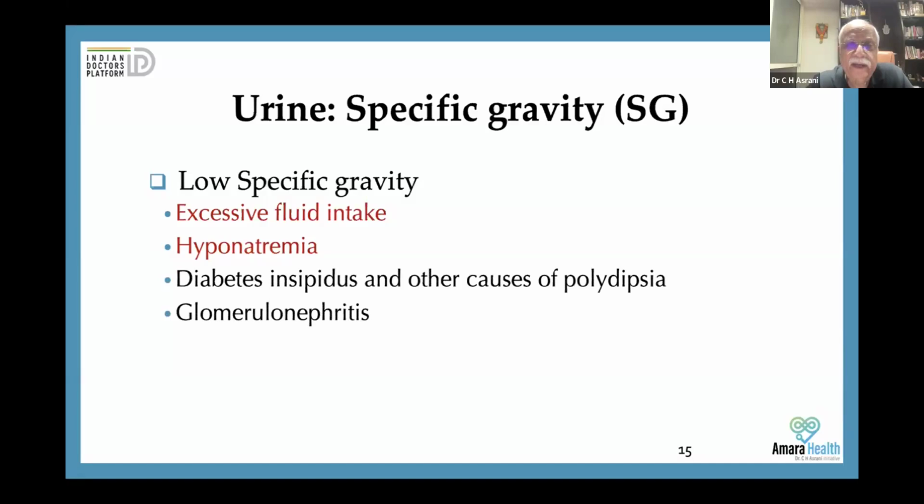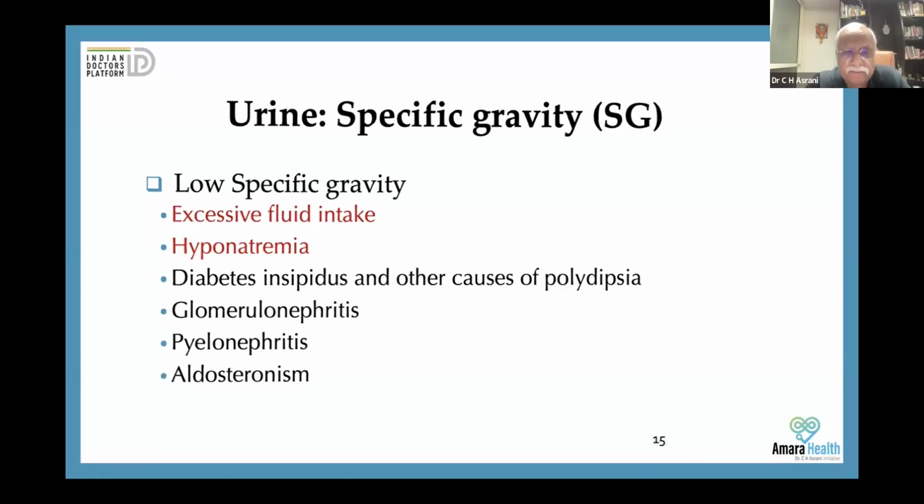Glomerulonephritis, in addition to low specific gravity, will have a cloudy appearance because of proteins. Pyelonephritis also will be very cloudy and low specific gravity. Aldosteronism, again not our field.